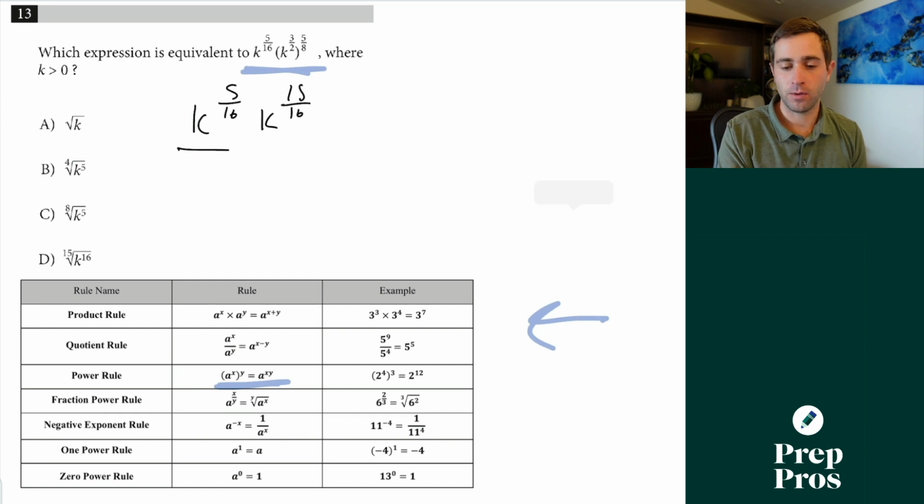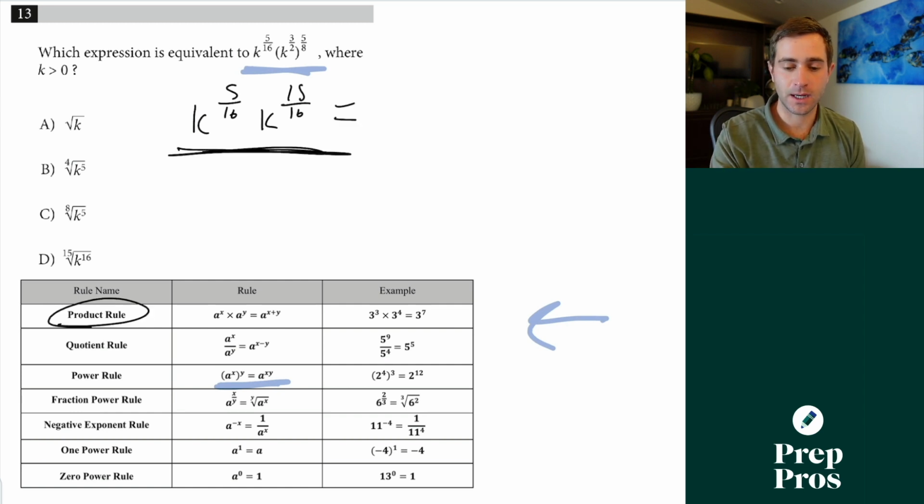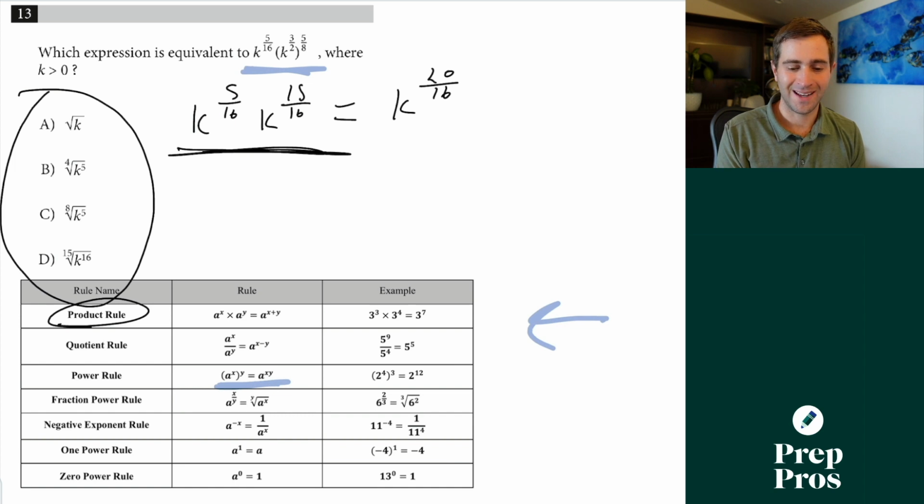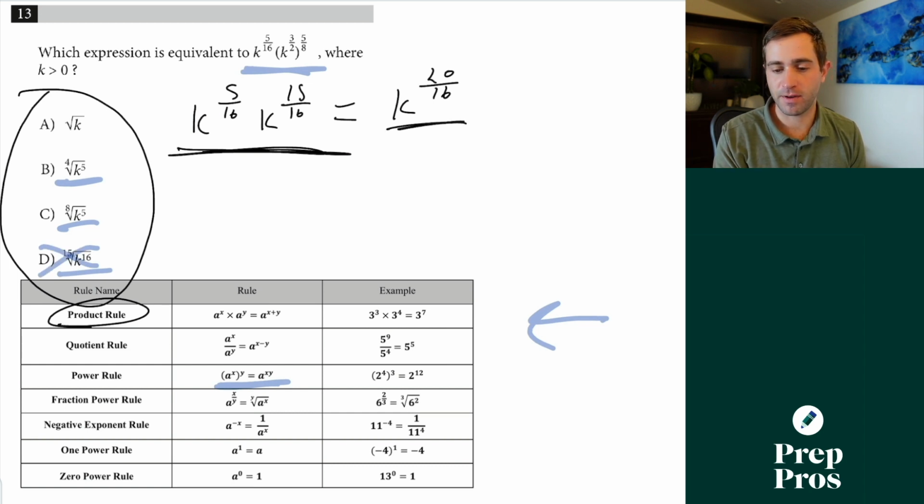Well, now, since we're adding the two of them, following our product rule, this is going to end up equaling k to the 20/16. And this is where everybody gets stuck, because we look over here, and none of these are matching up. But we see 4/5, 5/8, 15/16. We know that's definitely not right. So let's try to simplify this down. Well, 20/16 is the same as 5/4.